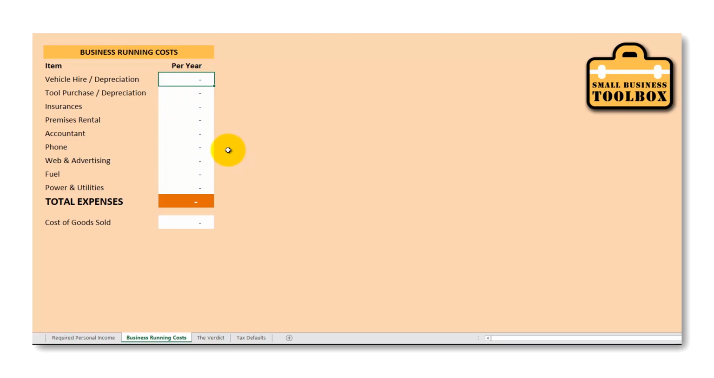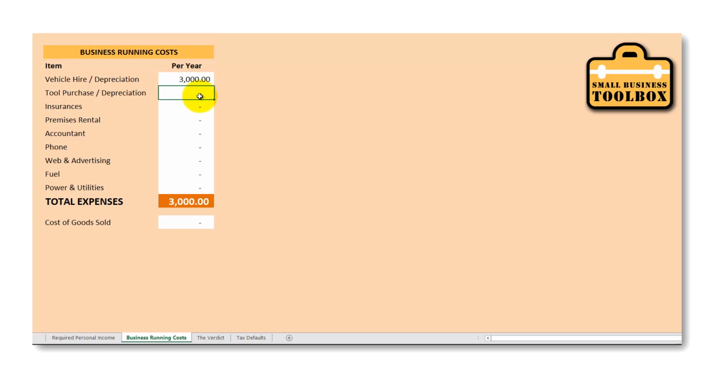Vehicle. Are you going to need a vehicle for your business? Whether it's depreciation on a vehicle that you're going to buy, or you're going to have to hire a vehicle, but let's say £3,000 a year. And by depreciation, I mean, if you buy a vehicle for 15 grand and that vehicle is likely to last you for 5 years and be worth next to nothing at the end of that 5 years, then you might as well assume that your yearly depreciation on that vehicle is 3 grand. Total guess, but I think that's a fairly reasonable number.